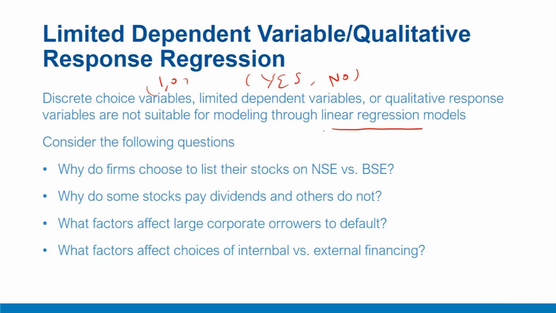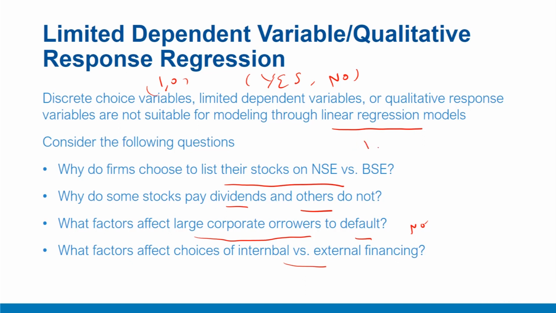Let us examine the following questions. Why do firms choose to list their stocks on NSE or BSE? Or why do some stocks pay dividends while others do not? Or what factors affect large corporate borrowers to default or not default? What factors affect choices of internal versus external financing? Notice that in all these questions, the dependent variable, the fact that is predicted or determined, is in the form of yes, no or 1, 0.